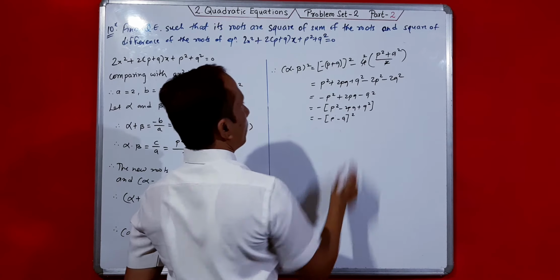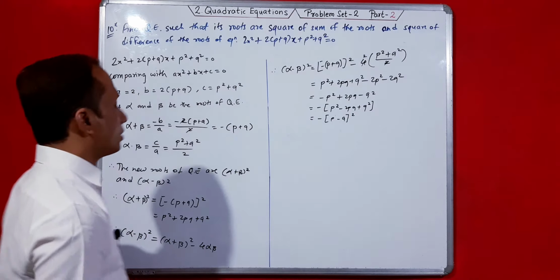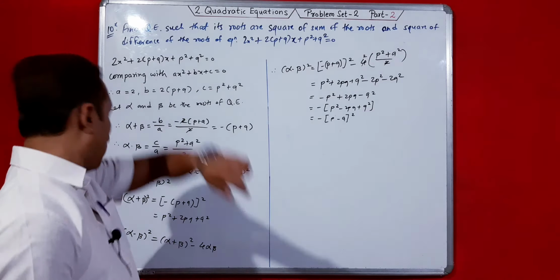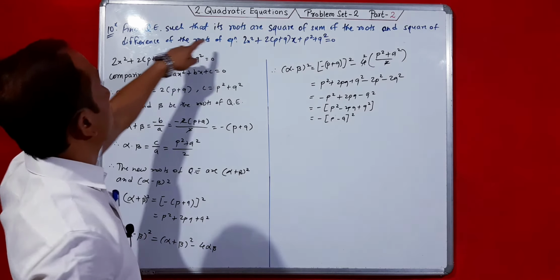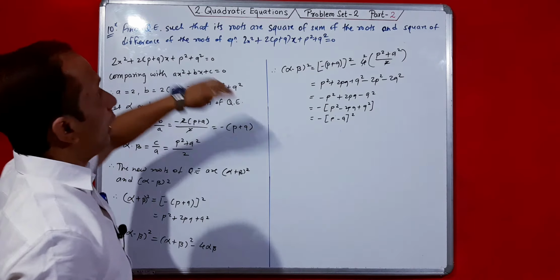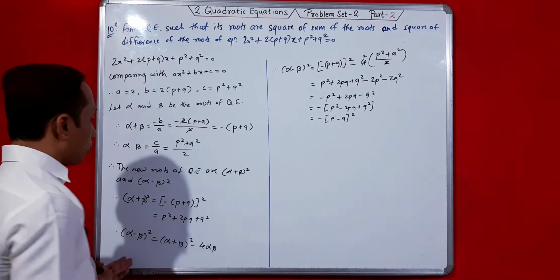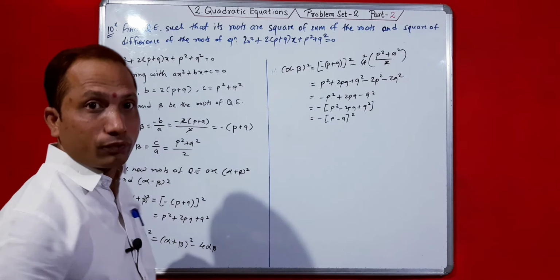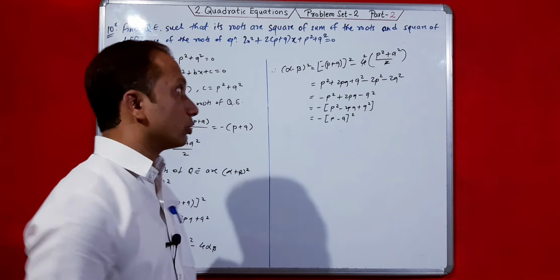This is the formula. So you can see this. So these are the two new roots. Now what we have to find out is the sum, and after this we have to add these roots, the addition of these roots, and the product of these roots.